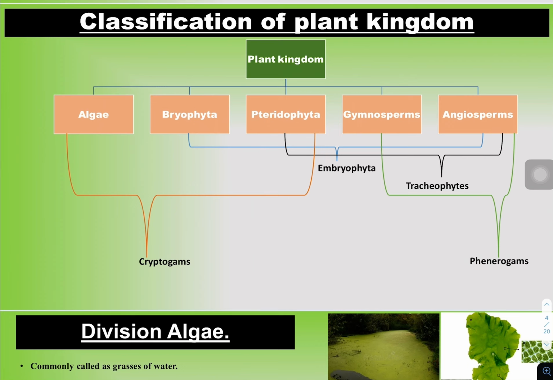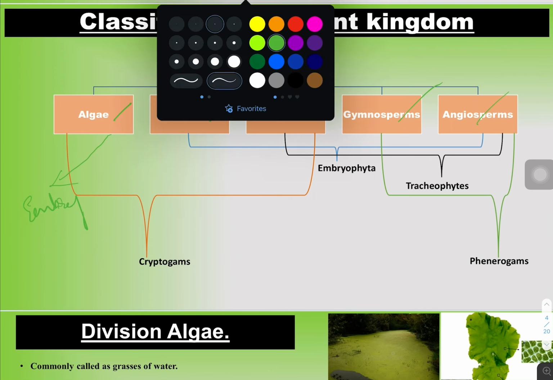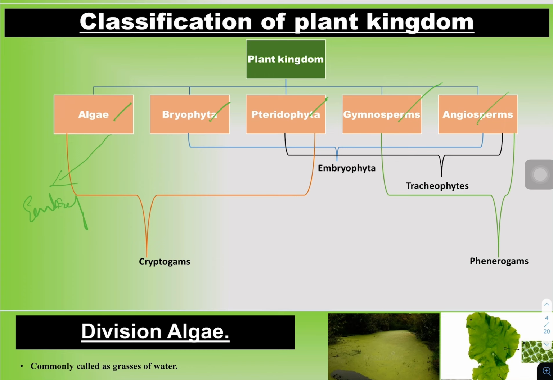Next is classification of plant kingdom. Okay, plant kingdom is divided into 5 divisions, that is algae, bryophyta, pteridophyta, gymnosperms, and angiosperms. See here, algae, they do not produce any embryo. They do not produce any embryo, hence they are grouped separately.